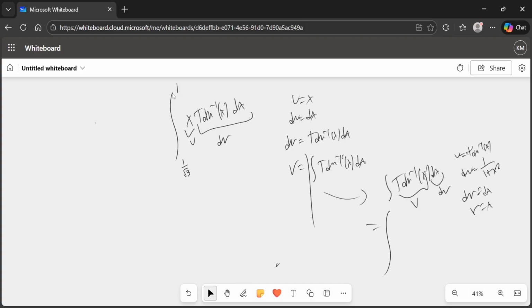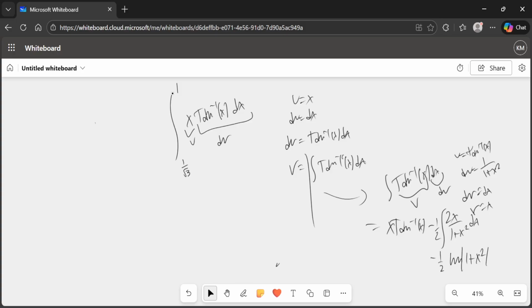So this is equal to x tangent inverse x minus the integral of v du. Okay, put a 2 here, 1/2 to compensate, so this is 1 over u du. So this is ln of 1 plus x squared, times a half. Okay, all right.